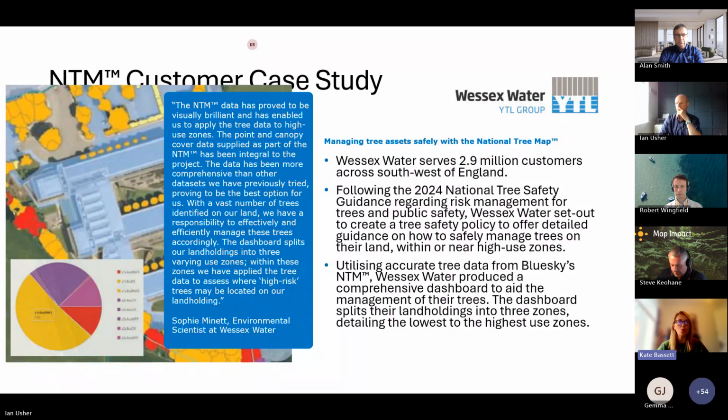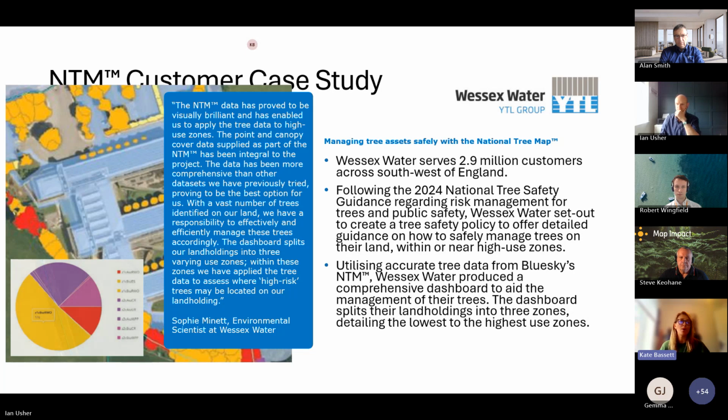This is with Wessex Water, who serve 2.9 million customers across the southwest. Their challenge was that after the 2024 National Tree Safety Guidance, Wessex Water needed a clear policy for managing trees on its land, particularly near high-use zones such as railways, roads, schools and public areas. Existing data wasn't accurate or objective enough to meet the strict safety requirements. The solution was, by using Blue Sky's National Tree Map data, Wessex Water built a dashboard mapping trees across their land, split into 3 use zones. This allowed them to quickly identify high priority trees and focus resources where risks are greatest.